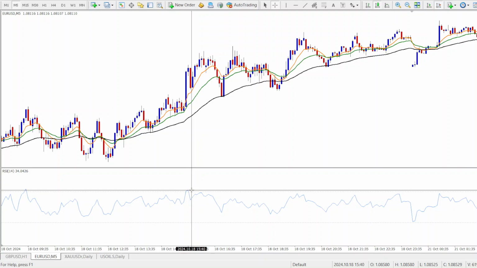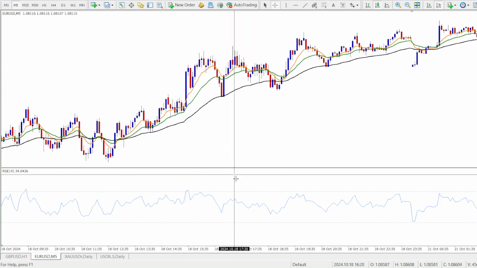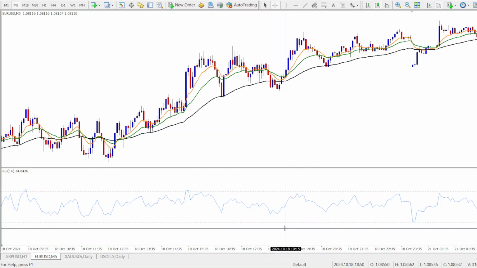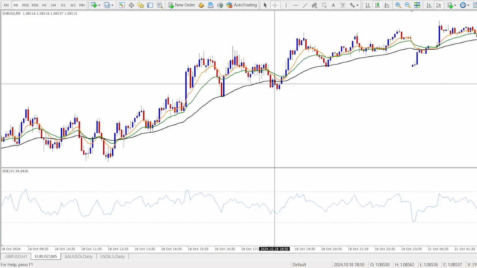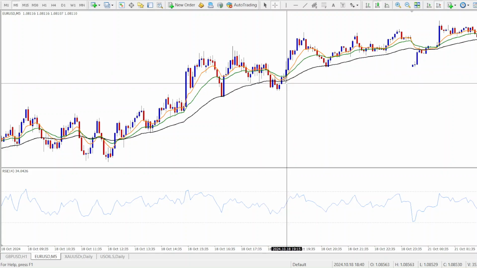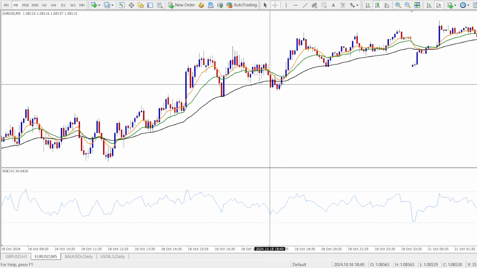Okay, so when you find the RSI in the overbought level, you might want to consider exiting any buy trade that you have. And when you find the RSI in the oversold level, you might want to consider exiting any sell trade you have, especially when you have the price of the asset bouncing off the moving average, especially the 50 moving average.